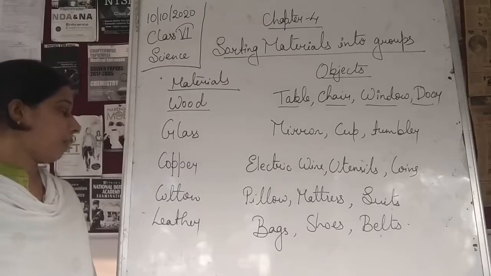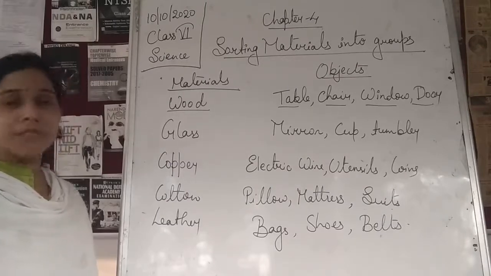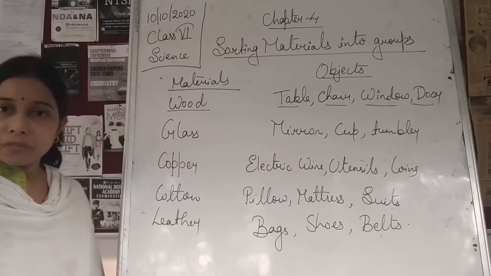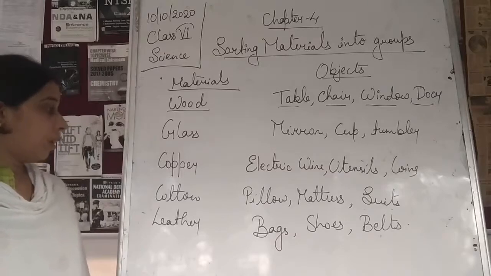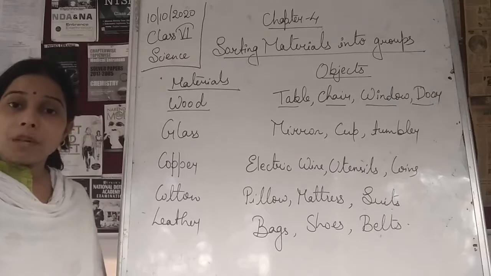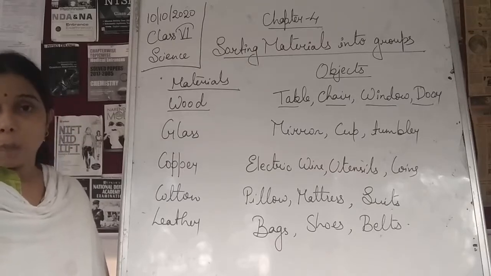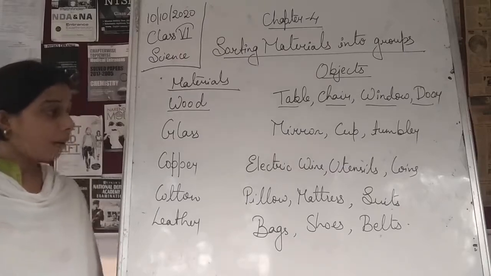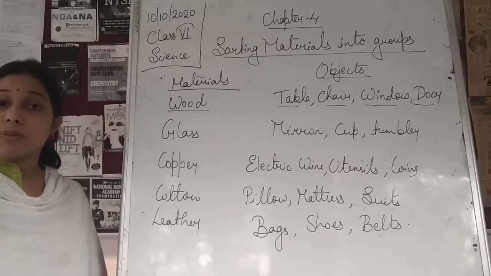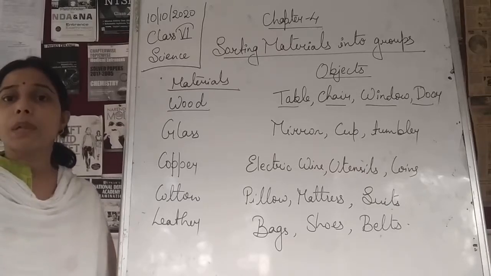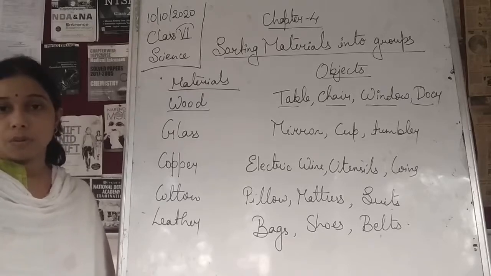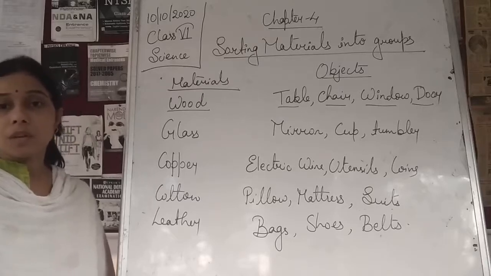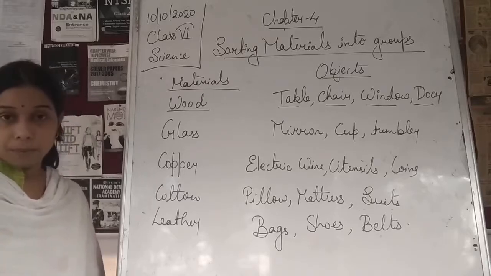Likewise, if you see the next one, glass. With the help of glass, you can make mirror, cup, plate, tumbler, a lot of things. Or if you see copper, copper is used for making electric wire, copper wire, because copper is a good conductor of heat and electricity. Or utensils, copper utensils are also there, students, or coins. You have heard about medals, coins also. So coins, utensils and electric wire are the things which are made up of copper.